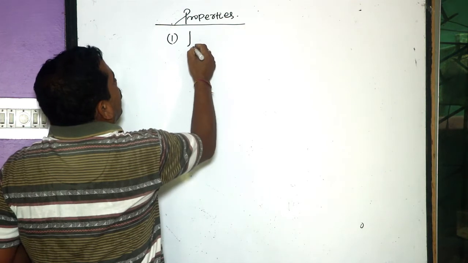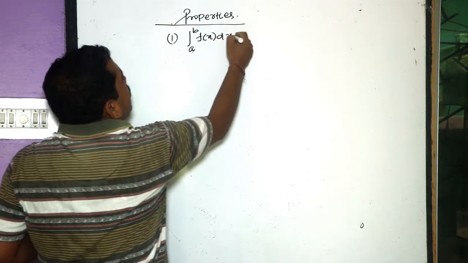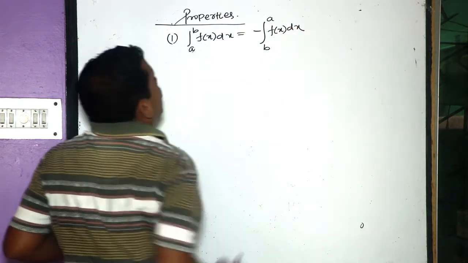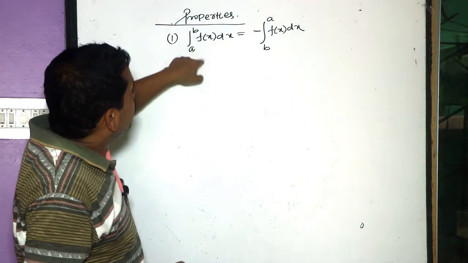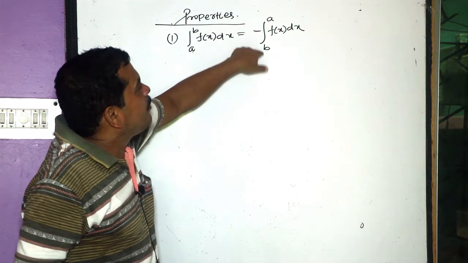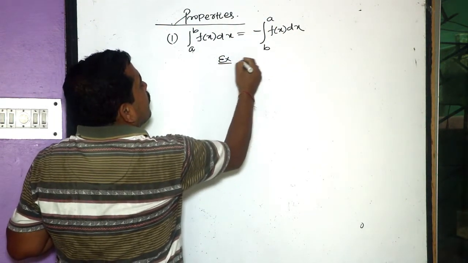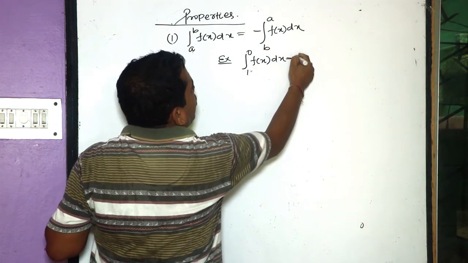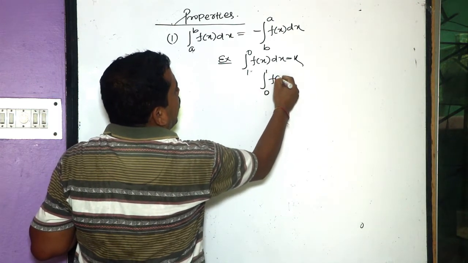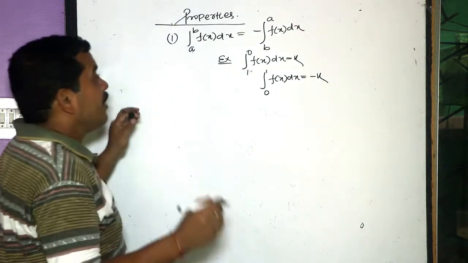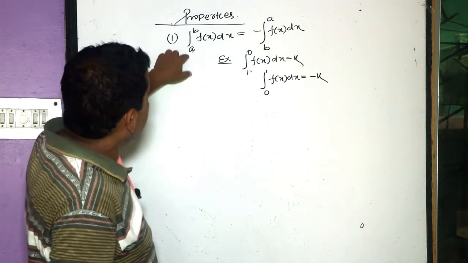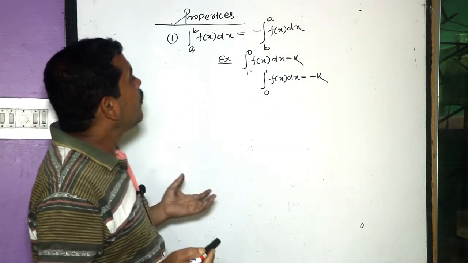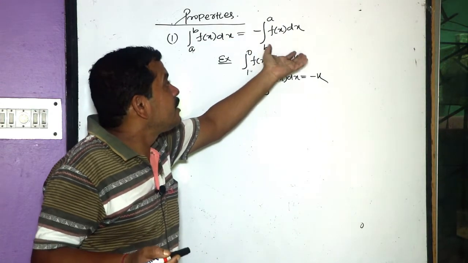First, if in the integration from a to b of f(x) dx we change the upper limit and lower limit, then it becomes the negative of the integral. If you interchange the limits, from a to b, it will be minus the integral from b to a of f(x) dx. Suppose the value of the integration from 1 to 0 of f(x) dx is k, then the value of the integration from 0 to 1 of f(x) dx will be minus k. That is the basic property of definite integration: the integral from a to b of f(x) dx is the same as minus the integral from b to a of f(x) dx. If you change the lower and upper limit, then the sign of the value of the integration will change.